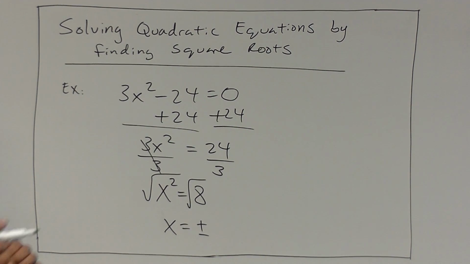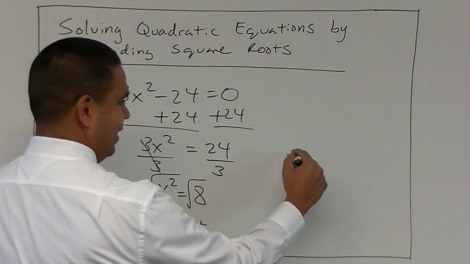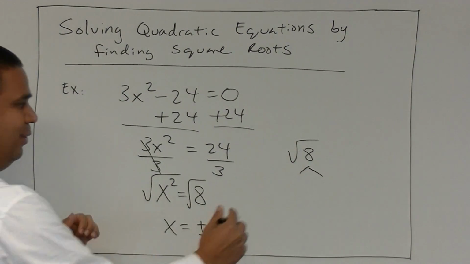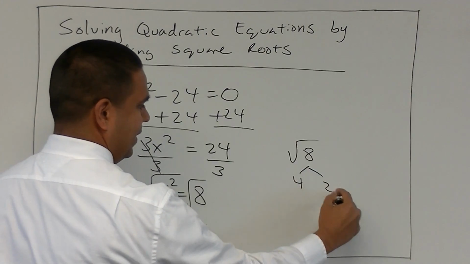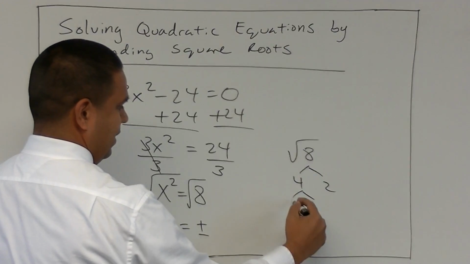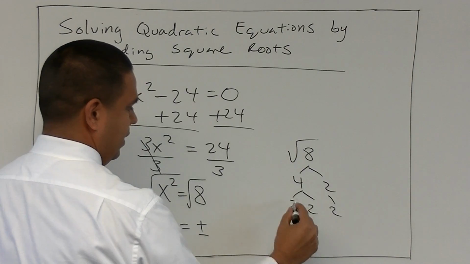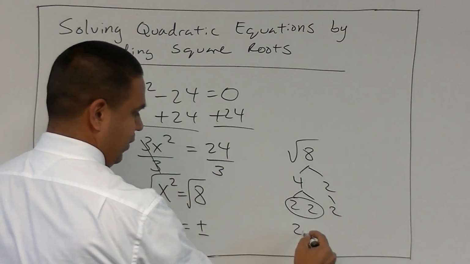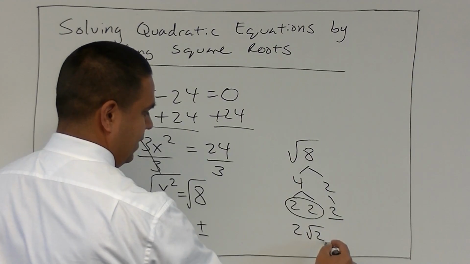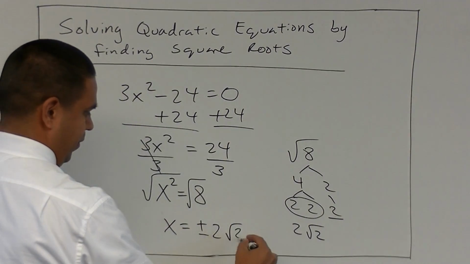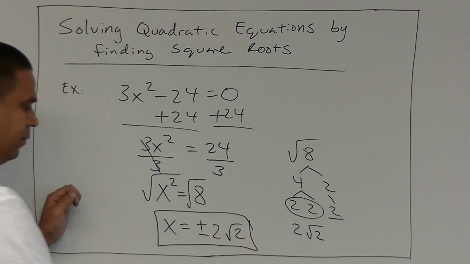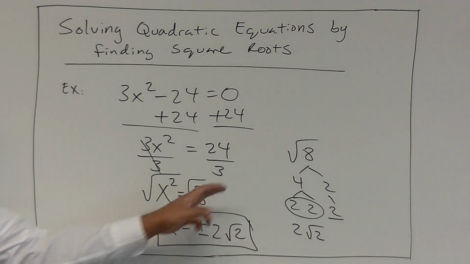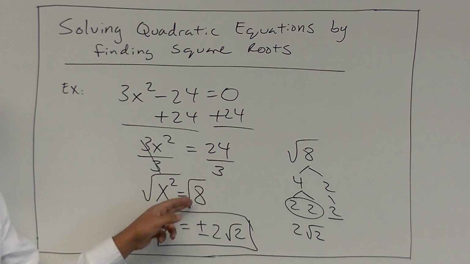So this is where we remember what we did last week. We have to do the prime tree. 4 times 2 is 8, and 4 is 2 times 2. We look for our pairs. The 2 pair goes outside. The other 2 has no pair, so it stays inside. There you go. So don't forget things that we've learned before. You can still use that.